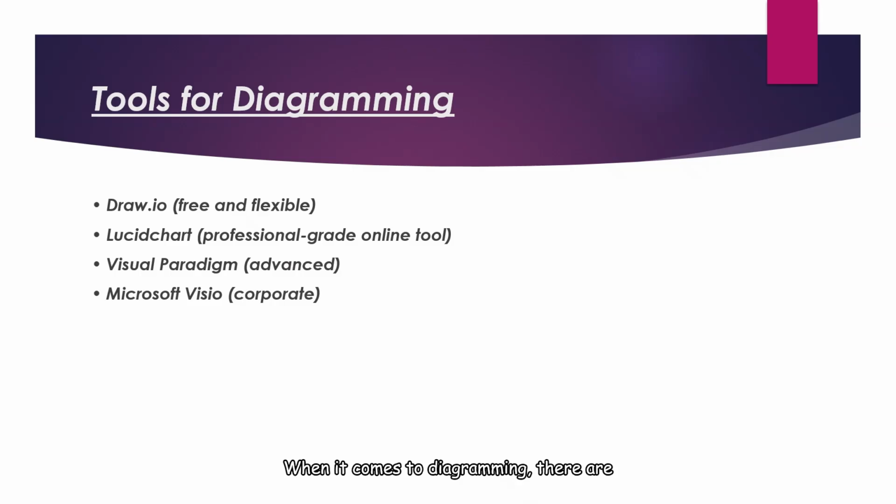When it comes to diagramming, there are several tools that can help you create professional quality diagrams. Draw.io. This is a free web-based tool that's incredibly flexible and widely used for creating UML diagrams. Lucidchart, another great tool that offers advanced features and an intuitive interface for building diagrams. Visual Paradigm. If you need a more robust enterprise-grade tool, Visual Paradigm offers comprehensive UML capabilities. Microsoft Visio, a familiar tool in corporate environments, Visio is often used for more formal diagramming.